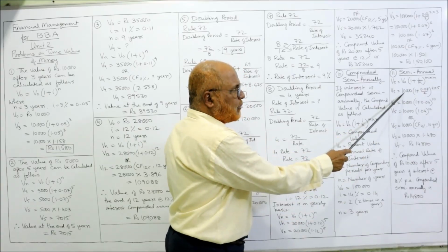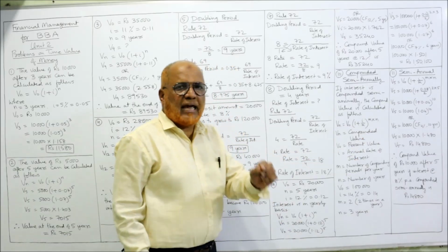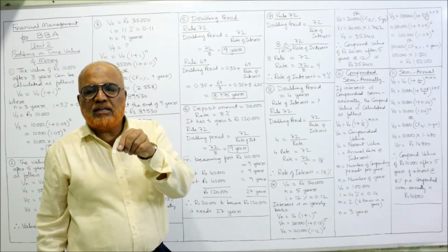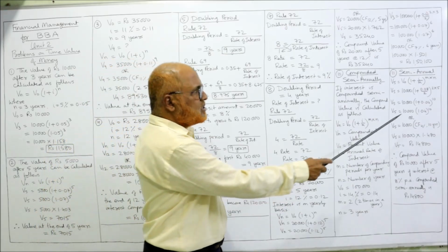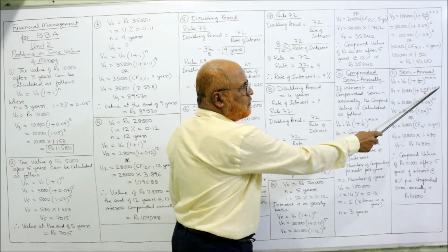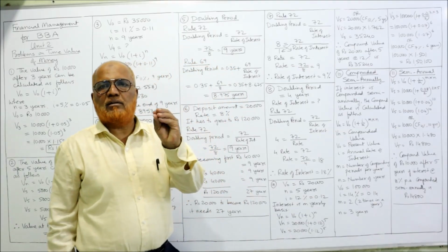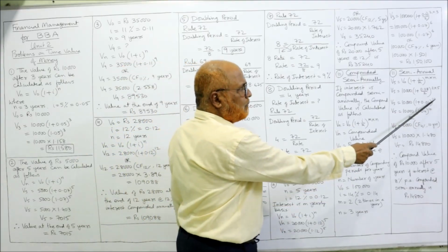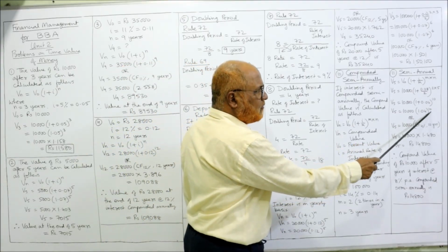So 10,000 we are depositing. Rate of interest is 8%, given in the problem. So 0.08 divided by 2, you will get 0.04. And 2 into 5, 5 years are there, and every year 2 times. So 2 into 5, 10. So 1.04 to the power of 10.